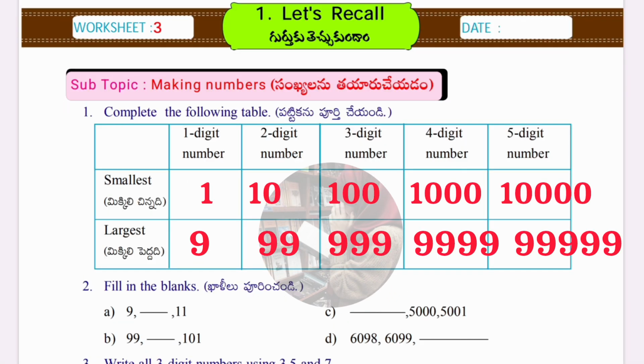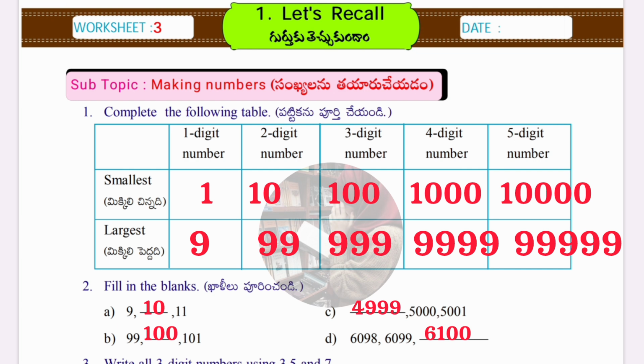Okay, let's see the first Roman. Complete the following table. Here one table is given where we have to write down the smallest and largest numbers, meaning 1 digit smallest number, 2 digit smallest number, 3 digit smallest number, 4 digit smallest number, 5 digit smallest number. Likewise, largest 1 digit number, largest 2 digit number, largest 3 digit number, likewise up to 5-digit largest number we have to write.